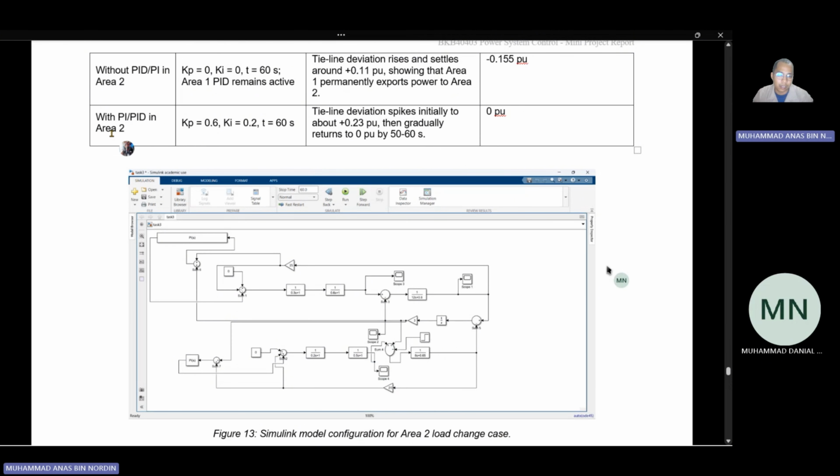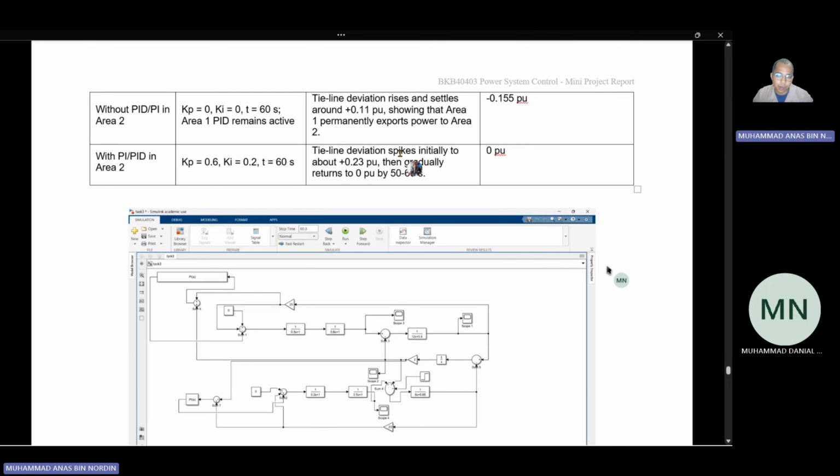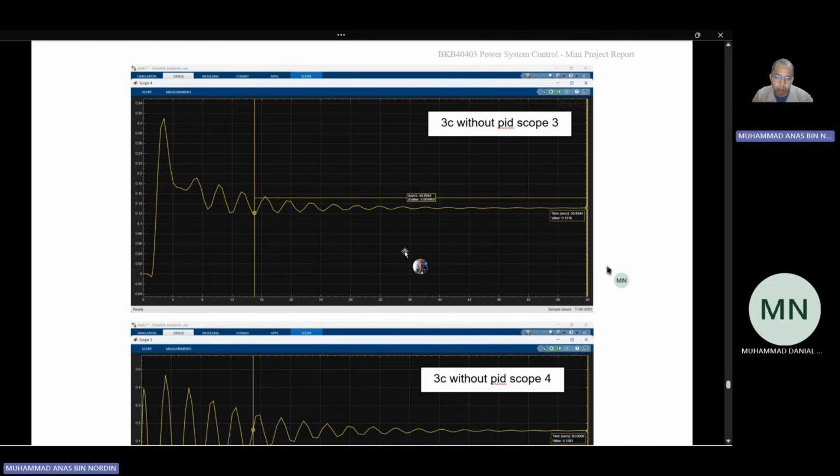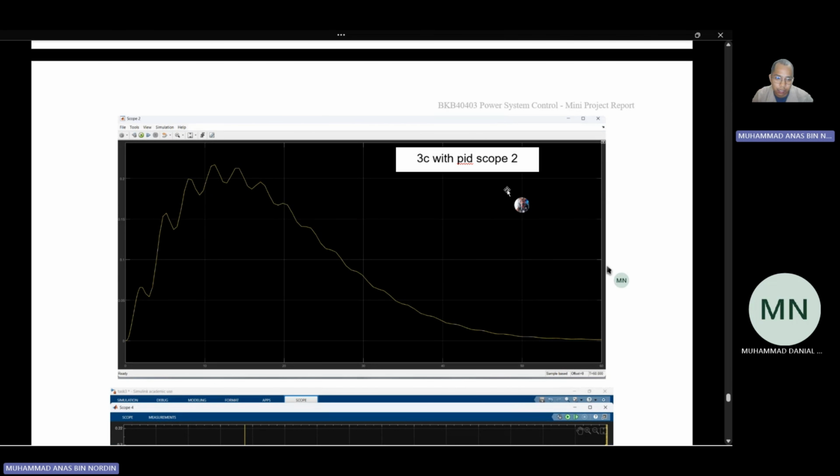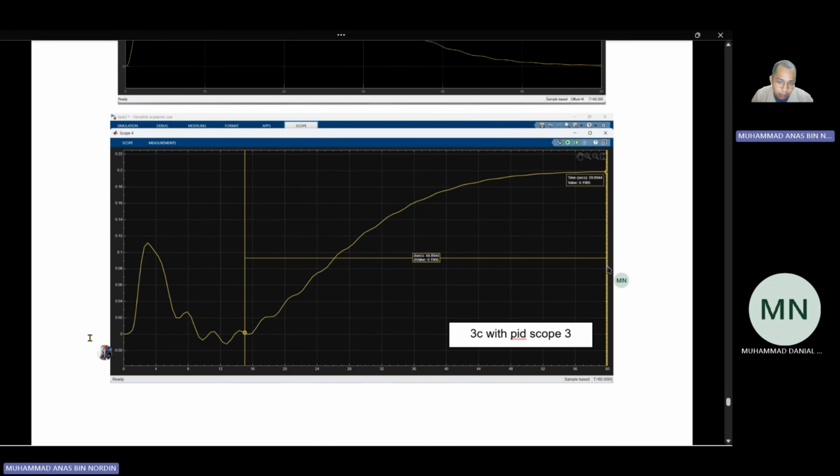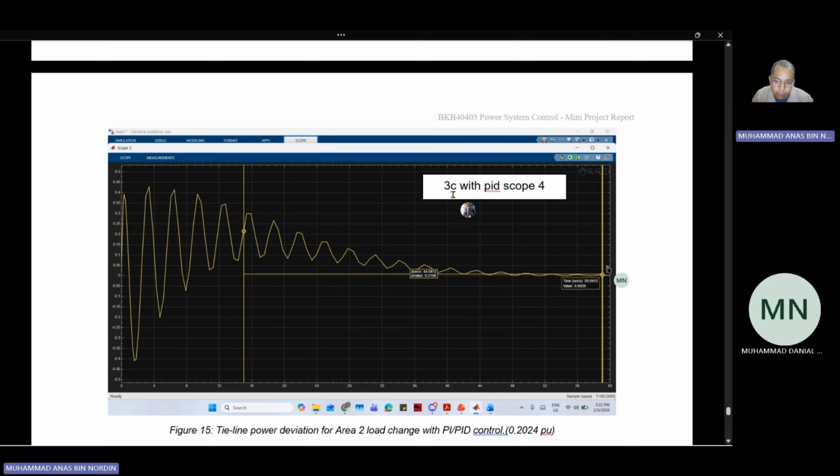Next, with PI or PID in area 2, the observation is that tie line deviation spiked initially to about 0.23 PU, then gradually returned to 0 PU by 50 to 60 seconds. As you can see here, this is 3C with PID. It spikes nearly 0.25 and then drops back to near zero. At scope 3, starting from 0, it spiked to 0.19. For 3C with PID at scope 4, starting from 0, it oscillates, and then finally reaches 0.0039.